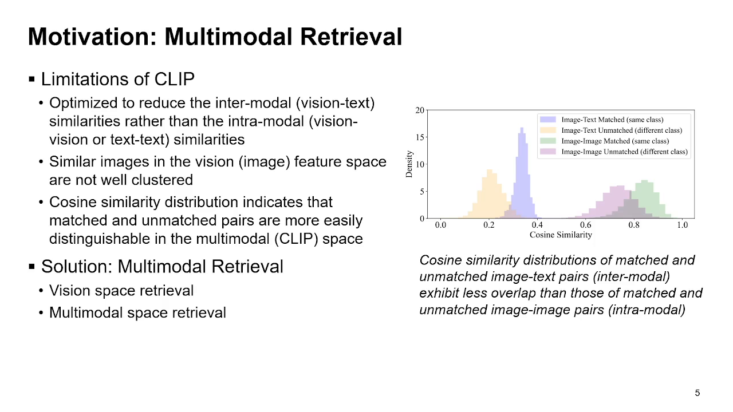The CLIP model was optimized to reduce the intermodal distances rather than the intramodal distances. This optimization process leaves a disadvantage that similar images in the vision space are not well clustered. As shown in the figure, the cosine similarity distributions of matched and unmatched image-text pairs exhibit less overlap than those of matched and unmatched image-image pairs. This indicates that matched and unmatched pairs are more easily distinguishable in the multimodal space than in the vision space. Therefore, in addition to the vision space retrieval augmentation, we also added a multimodal space retrieval augmentation.